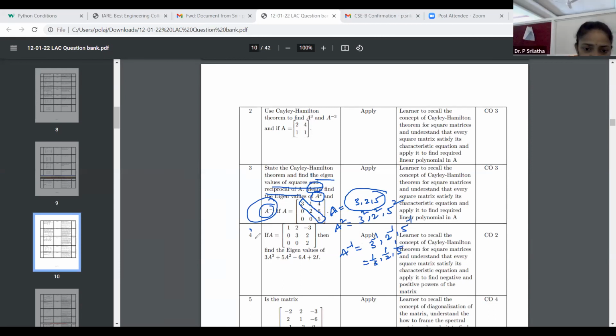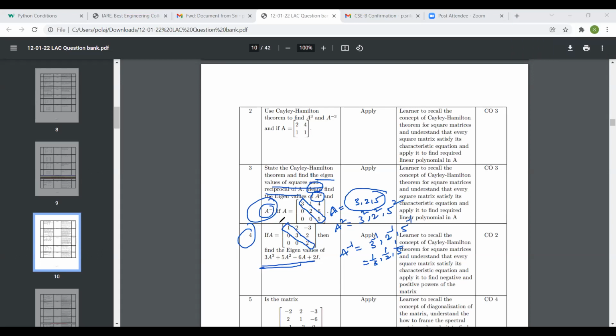Fourth question. If A equals the matrix 1 2 minus 3, 0 3 2, 0 0 2, then find the eigenvalues of this particular polynomial. Before that, what are the eigenvalues of this matrix? 1, 3, 2. The diagonal elements are the eigenvalues, because here also we have an upper triangular matrix. So how to find this?